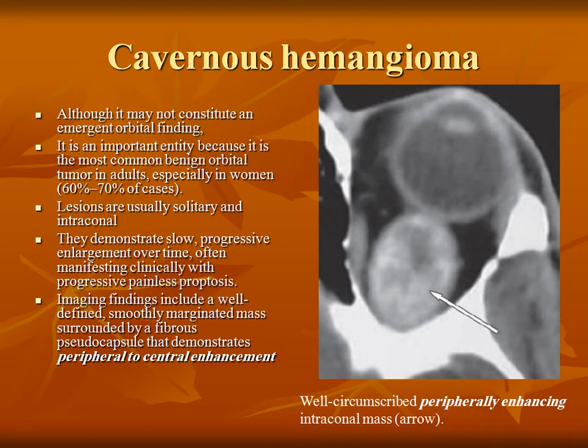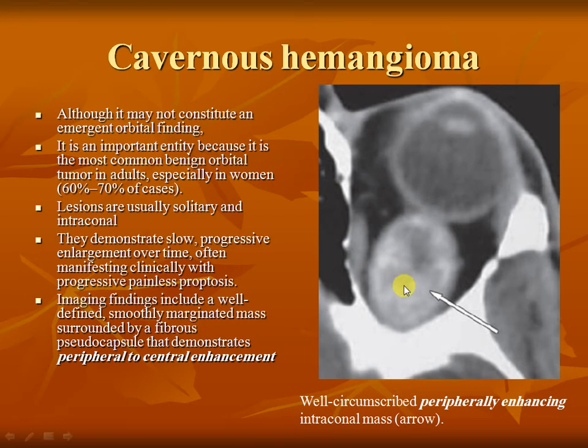Cavernous hemangioma, although it is not an emergency orbital condition, we should know something about it. It is the most common benign orbital tumor in adults, especially in women, up to 70% of the cases. Lesions are usually solitary, intraconal, and they demonstrate slow progressive enlargement over time, often manifesting clinically with a progressive painless proptosis. The imaging findings include a well-defined, smoothly marginated mass surrounded by a fibrous pseudocapsule that demonstrates peripheral to central enhancement, like any hemangioma, from outside to inside.